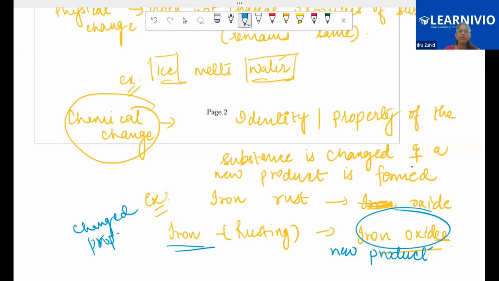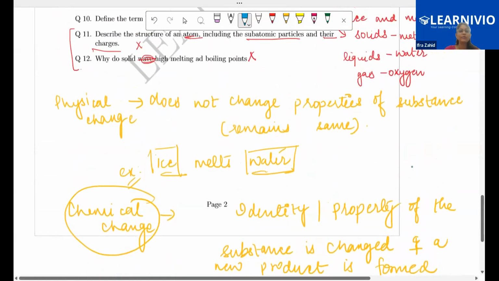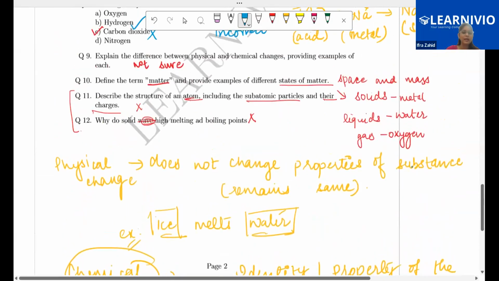Yes, ma'am. Okay. Next, the question we had was: define the term matter and provide examples of different states of matter. So you said that anything which occupies space and has some mass is called matter. Three states you gave me: solids, liquids, and gases. Now, what are the examples?